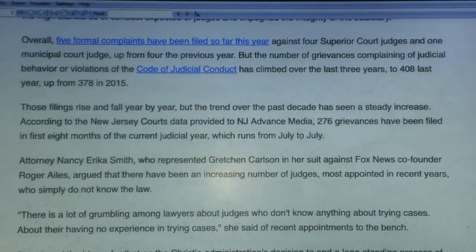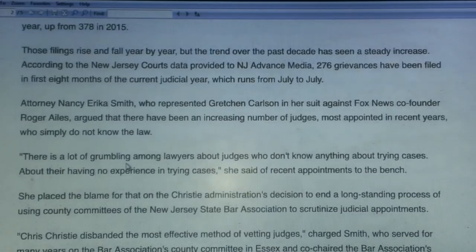We've been sitting there saying that judges don't know the law. And first of all, they're not even following law. They're following policy. Policy is not law. And it goes on to say there's a lot of mumbling amongst lawyers about judges who don't know anything about trying cases. And I can definitely believe that 1,000%. About their having no experience in trying cases, she said, of recent appointments to the bench. Wow. Do you hear this, family?